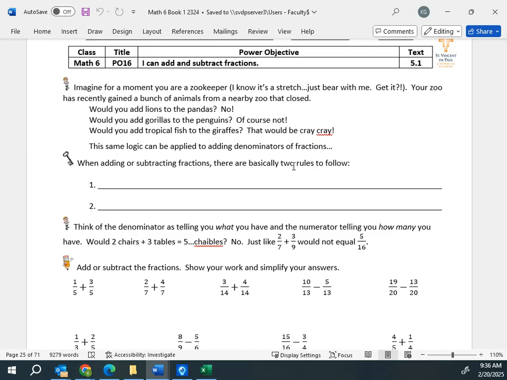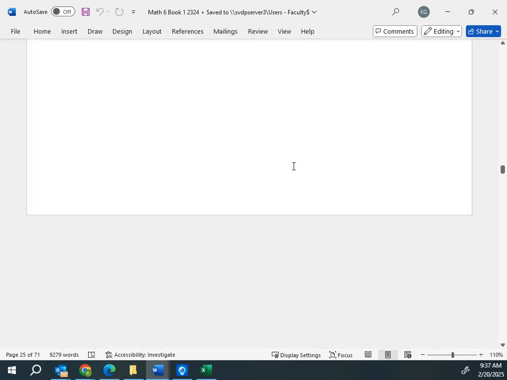What is the final step that we do when we work with fractions, Lexi? Simplify. Do not forget to simplify. It will be wrong if you are supposed to simplify and you don't. Any questions on adding or subtracting? Okay. Then we have PO 28.